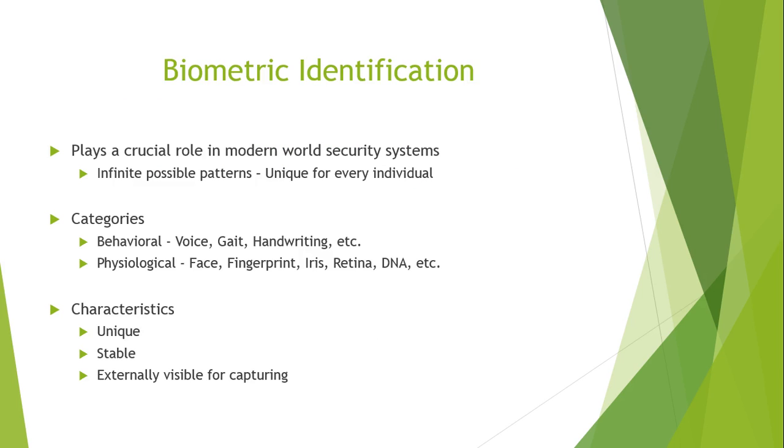Let's start with a basic description about biometric identification. It plays a crucial role in modern world security systems, and since there are infinite possible patterns, it is believed that every unique individual contains a unique biometric identifier. There are two broad categories of biometric identifiers: behavioral and physiological. Behavioral identifiers are persistent to voice, gait, handwriting, etc. Physiological are related to your existence, such as your face, fingerprint, iris, etc.